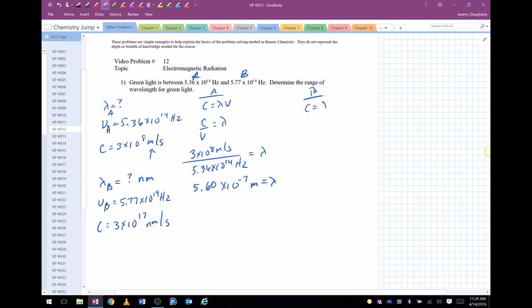So we're going to do the same exact calculation. So 3 times 10 to the 17th nanometers per second divided by the frequency, which is 5.77 times 10 to the 14th hertz, which is a per second. So now it's 3 times 10 to the 17th divided by 5.77 times 10 to the 14th. We get a value of 520, we'll say. And now that's going to be nanometers for the wavelength. So one's being measured in meters, one's being measured in nanometers.